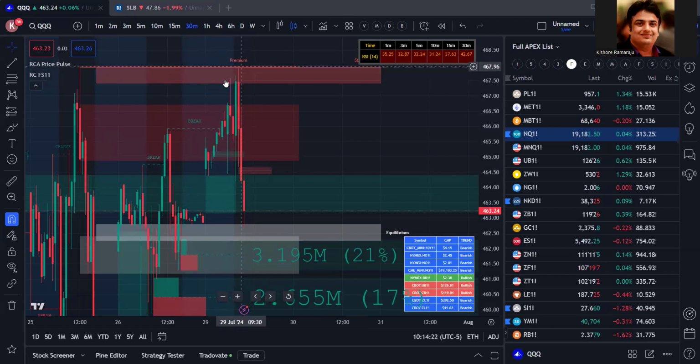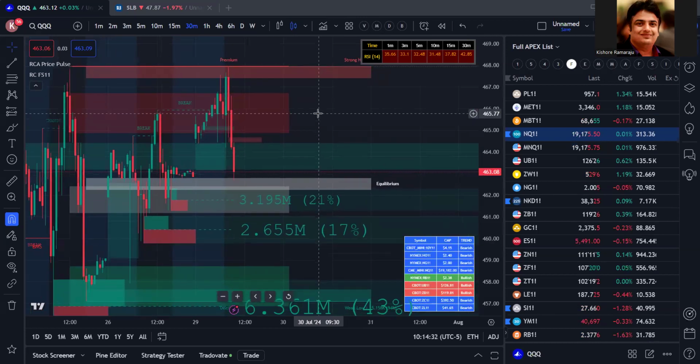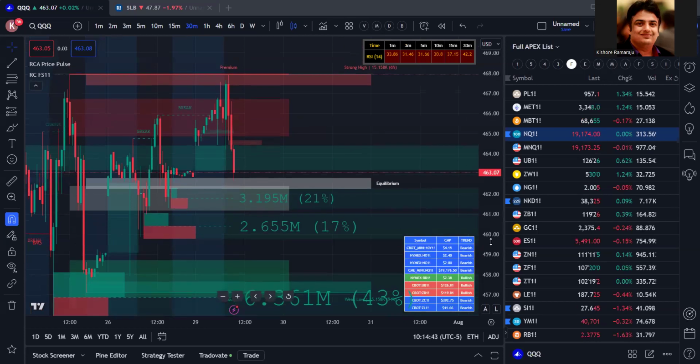So for the first 15 minutes it went up and then it started dropping. Now again, if it touches this area, there is a 3 million buy order block, a 2.65 million buy order block. So if price comes here, then we can go long on QQQ, or you can go long with NQ. So we are waiting for price to touch this one.